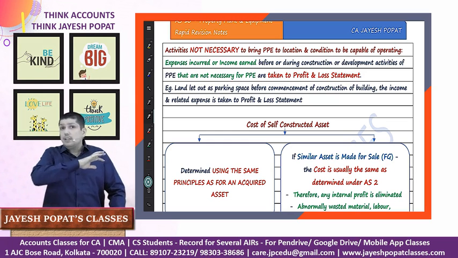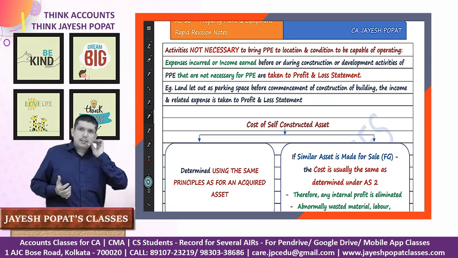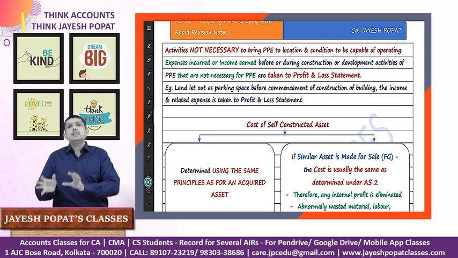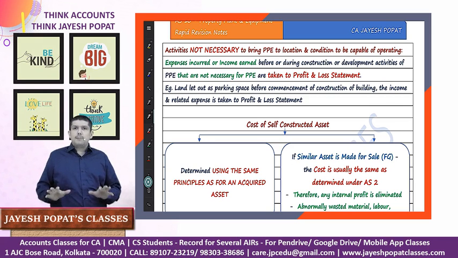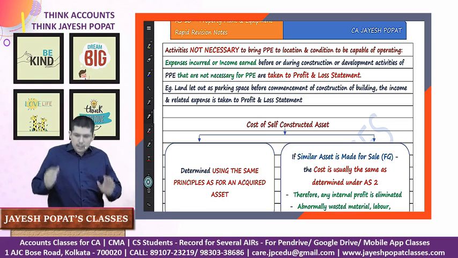These two activities are not necessary in any way to bringing my factory premises in place or building or constructing the factory building on that land. So this cost and this income will not be considered as part of the cost of the PPE, and this has to be taken to the statement of profit and loss.